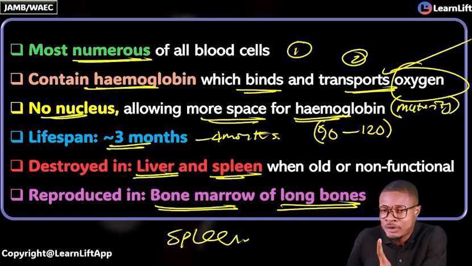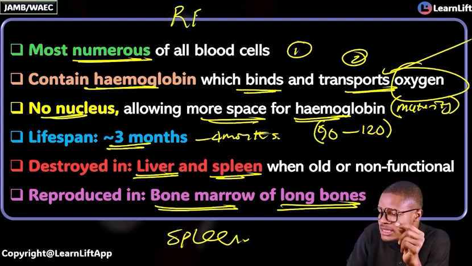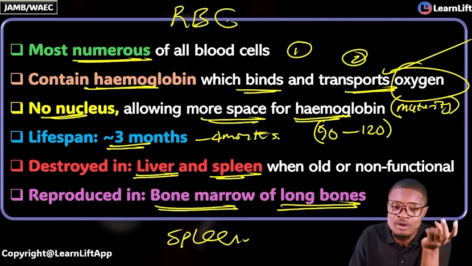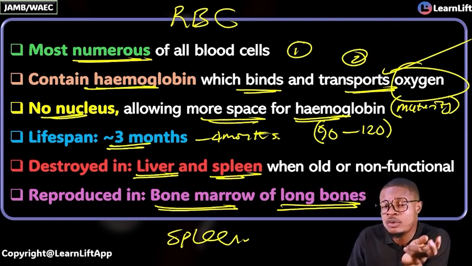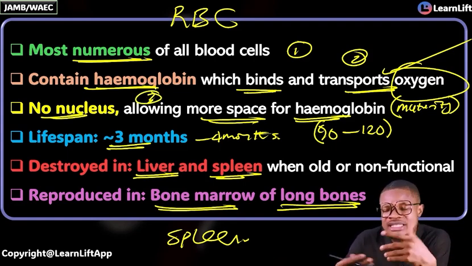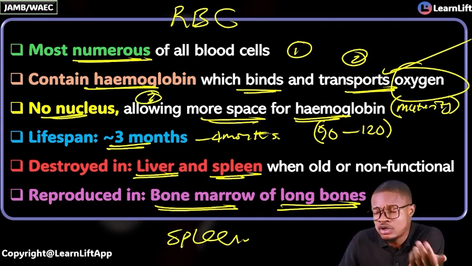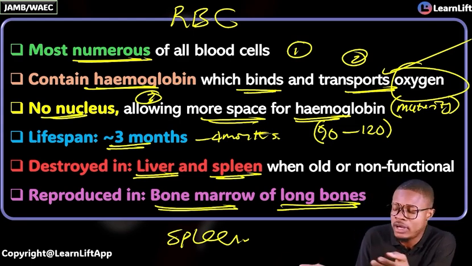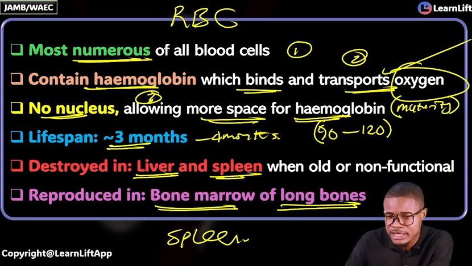Number 1, red blood cells are the most numerous. Number 2, they contain what? Hemoglobin, and that hemoglobin will bind and transport what? Oxygen. Number 3, they have no nucleus. They have no nucleus at maturity, so that there will be enough space for hemoglobin to carry what? Oxygen and transport it around the body.